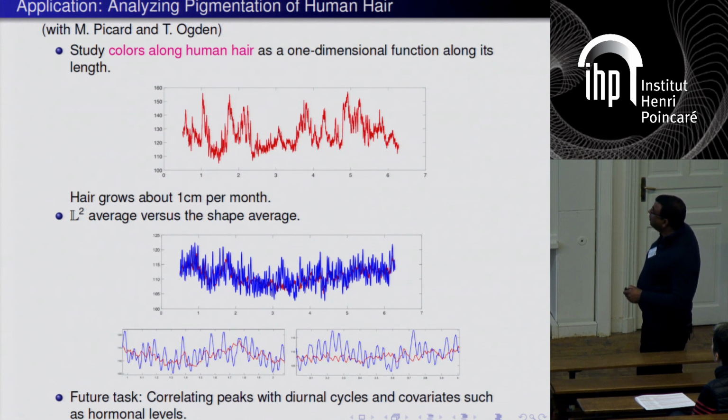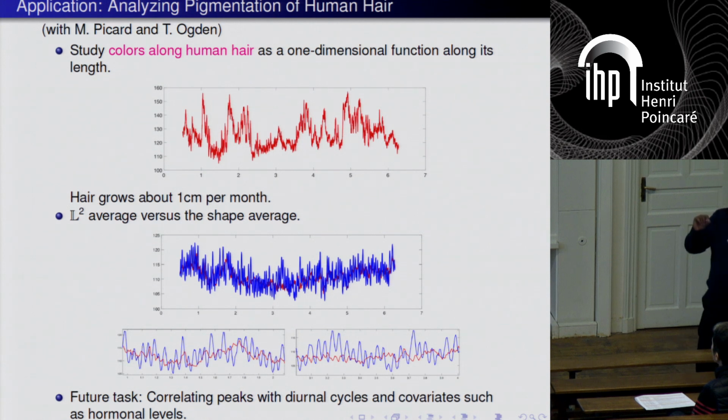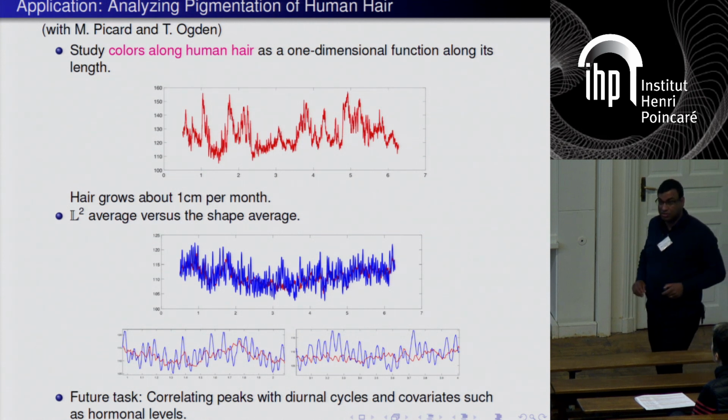If you just do simple averaging, you get this red curve. But if you do the averaging with alignment, you get this blue curve. And if you zoom in, this is a zoom in on the 1 to 2 centimeter area, you can see that there are clear peaks and valleys which will be lost if you don't focus on the shape.